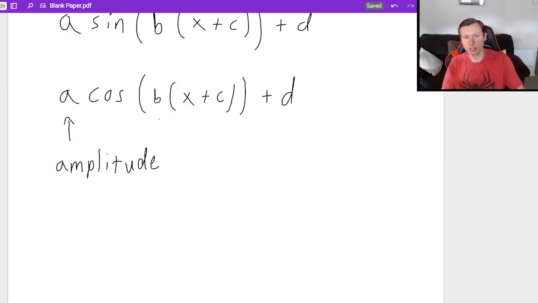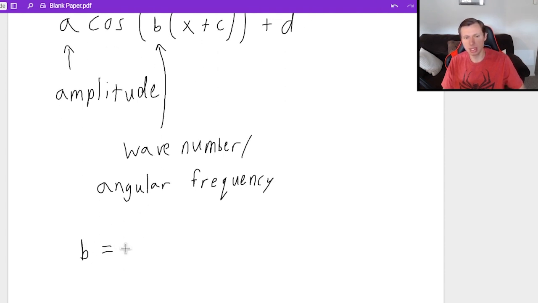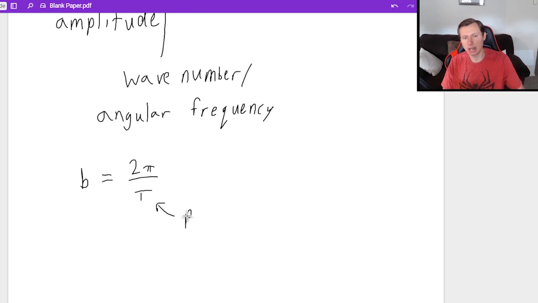The next letter we need to talk about is this letter B right here. B is often called, I've heard different things over the years, one name for it is a wave number. Another name is an angular frequency, but that's usually the physics definition. So whatever your teacher calls it, that's what I'd recommend doing. But really what B is, the wave number, it helps you find the period using this equation. B equals 2 pi over T, where T is our period.